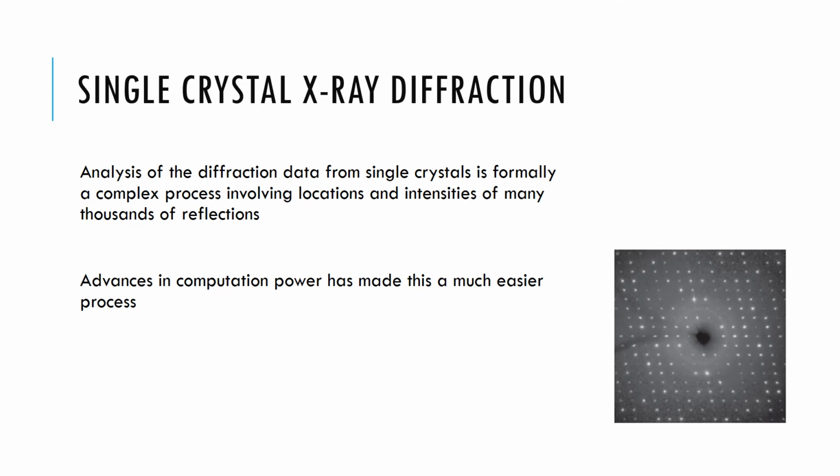Now, the analysis of the diffraction data that comes from single crystal X-ray diffraction is an incredibly complicated process. You're looking at locations and intensities of many thousands of reflections. There's an example of an X-ray diffraction pattern on the right there from a single crystal. And trying to work out the locations of atoms from that information is incredibly complicated. Historically, this would have had to be done by hand with a series of complex calculations. Fortunately, there are vast advances in computational power that now mean computers can do a lot of that work for us.